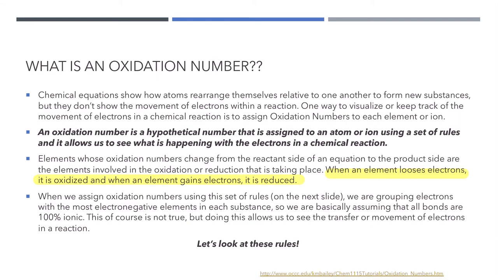Anyways, when we assign oxidation numbers using this set of rules, the one that we're going to talk about on the next slide, we're grouping electrons with the most electronegative elements in each substance. So we're basically assuming that all bonds are 100% ionic. And of course, we know this is not true, but when we think about electrons this way, it helps us to really see where these electrons are moving and why they're moving where they're moving. All right, so let's go ahead and take a look at the rules.